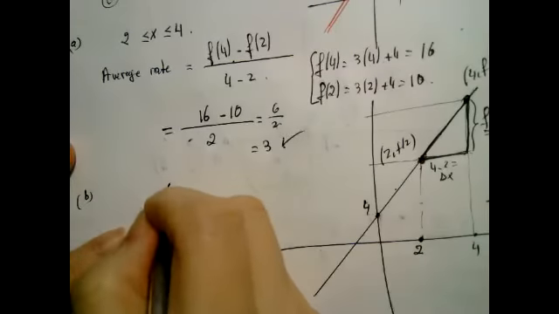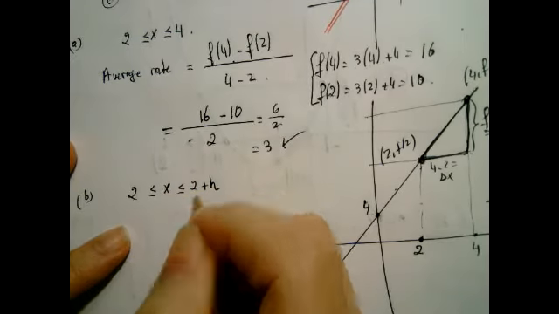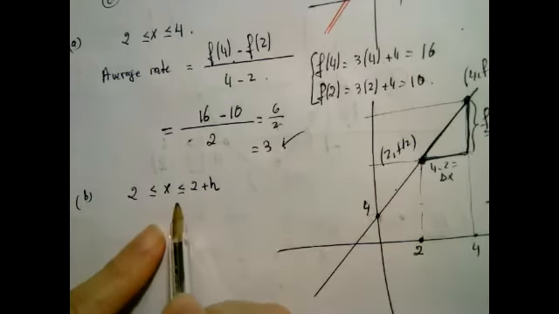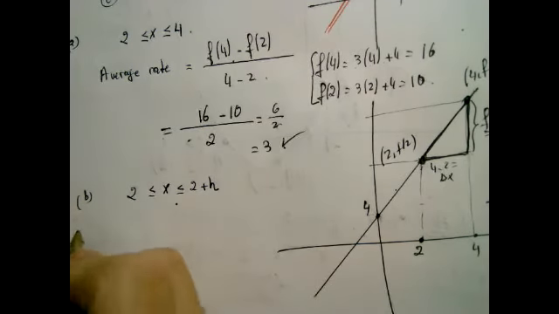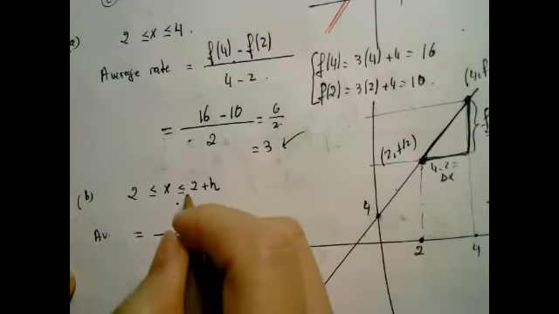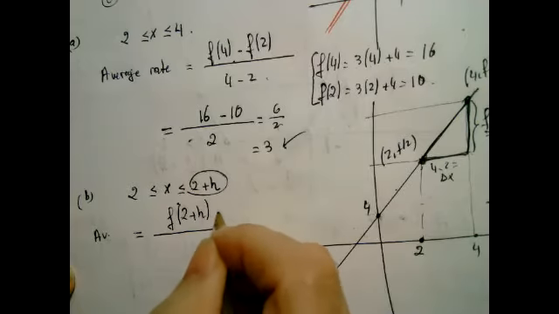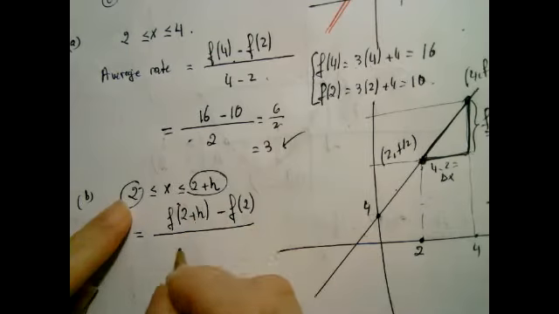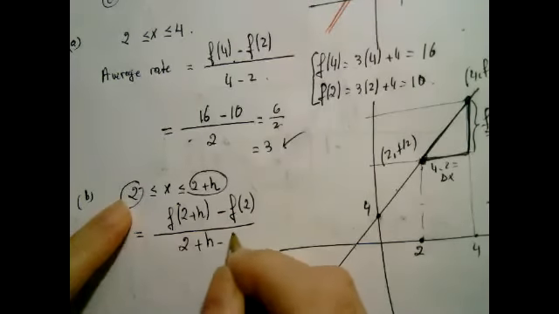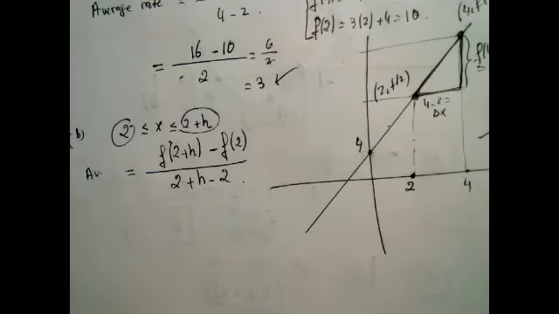plus h. So find the average between 2 and 2 plus h. And even if I do that, I'm going to get 3 because the average will represent the slope. But we will do the math just to make sure we know. So, and I'm going to slow down on this one. To find the average rate, it's going to be the output at 2 plus h minus the output at 2 divided by 2 plus h minus 2. Now we'll do each one of them separately and then I will combine.